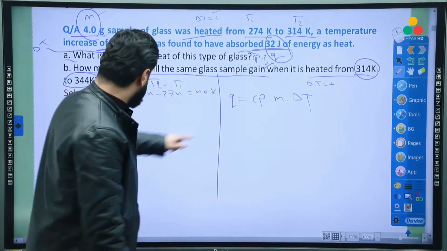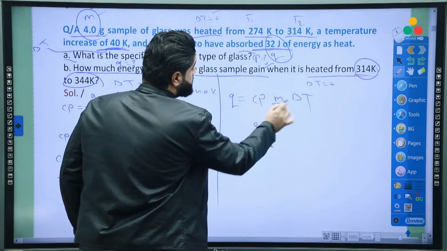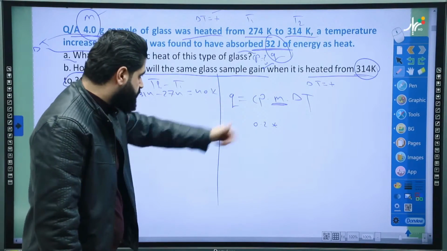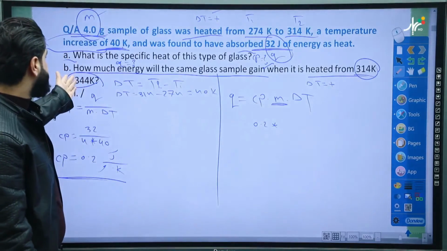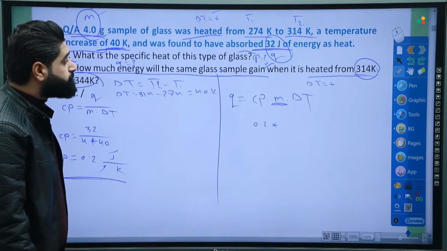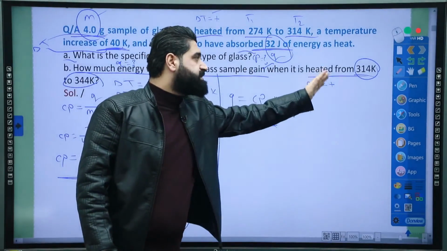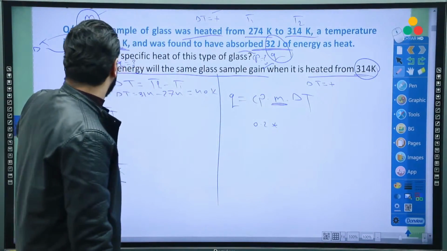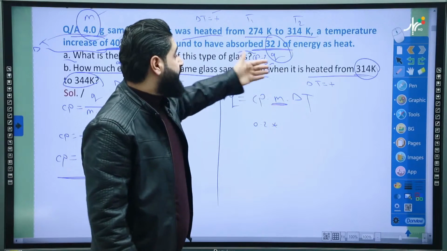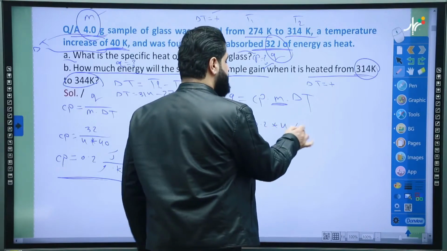Yeah, we have CP. Look, we just calculated it. So CP is 0.2. But what about M, mister? Where do we get the value of M? Look, we have 4 grams. So put 4 grams. But what if the question said, how much energy will the same sample of glass gain if 8 grams of this sample is heated from 340 Kelvin to 344? Then you have to use 8 grams. But because it doesn't mention a new mass, use the old one. Times 4, and then delta T.